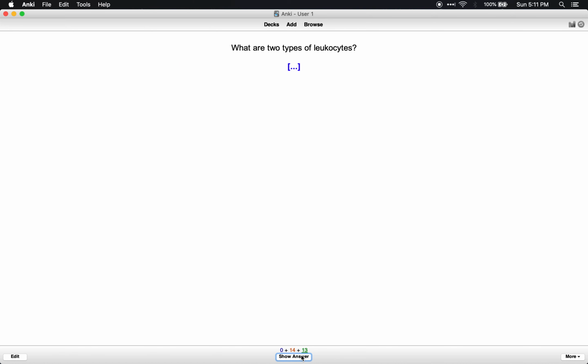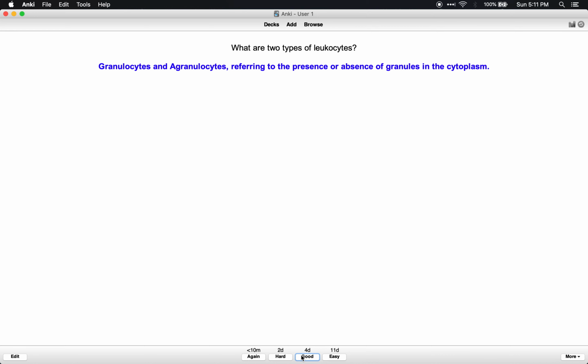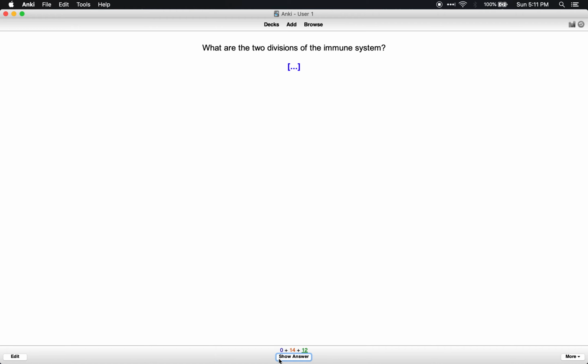What are two types of leukocytes? Agranulocytes and granulocytes. What are two distinct divisions of the immune system? We have the adaptive immune system and the innate immune system. What is the innate immune system? I don't know. What is another name for innate immunity? Non-specific immune response.